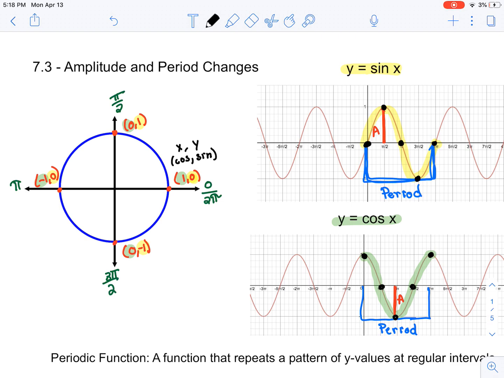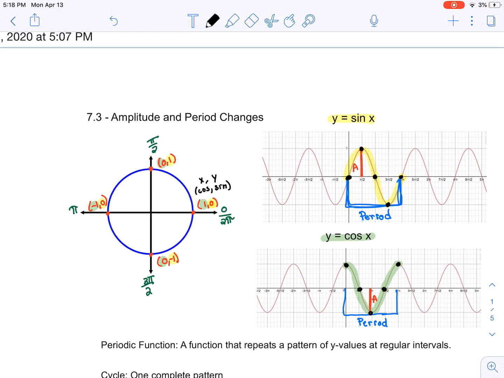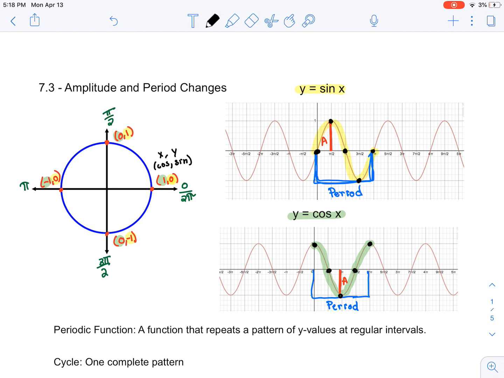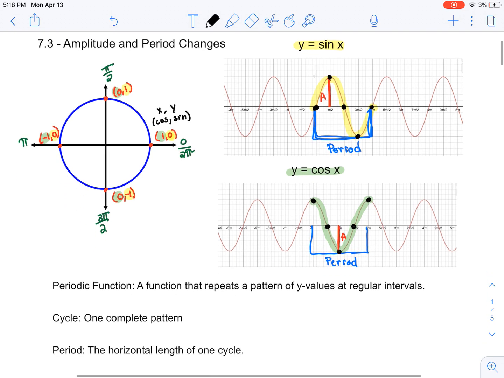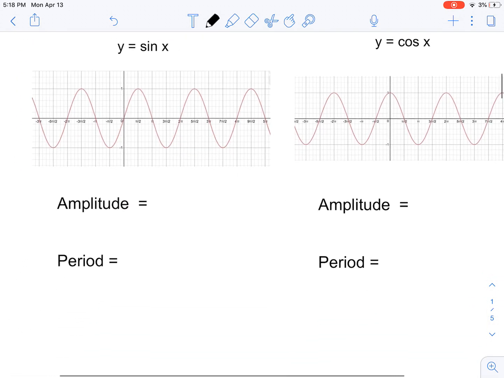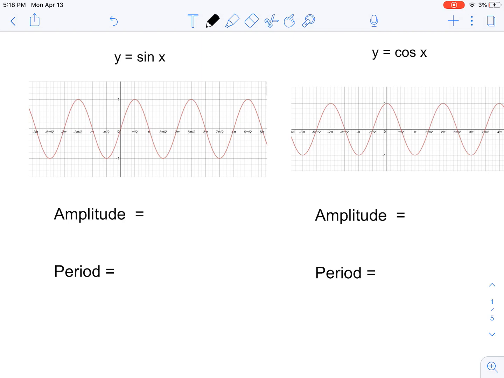So cosine, I don't start at 0, I start at 1. Sine starts at 0, cosine starts at 1. So that's just kind of a basic overview. If we look a little closer here, our amplitude on our parent graph is y equals sine x or y equals cosine x. We're not changing the amplitude or the period at this point.